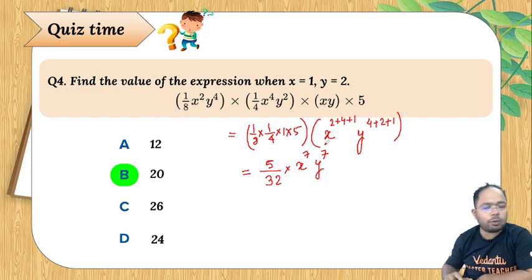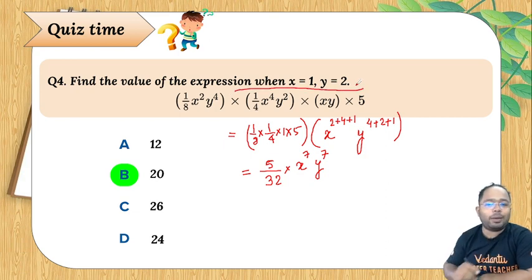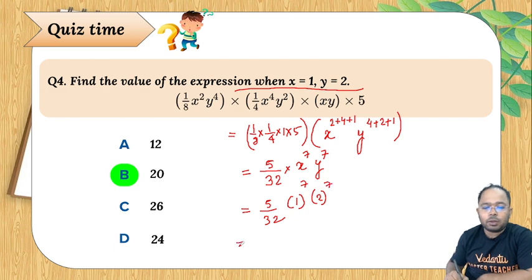Now the picture is not yet over because we do not have any answers here. We have to find out this expression when x equal to 1 and y equal to 2. That means we have to put the value of x as 1. So we'll just put 1 to the power 7 and 2 to the power 7. So 5 by 32 into 2 to the power 7. So 2 twos are 4, 2 fours are 8, 2 eights are 16, 2 sixteens are 32, 2 thirty-twos are 64, 2 sixty-fours are 128.